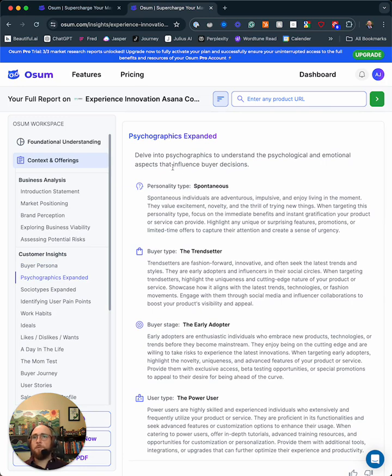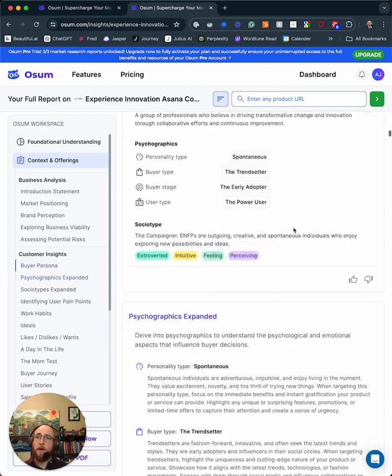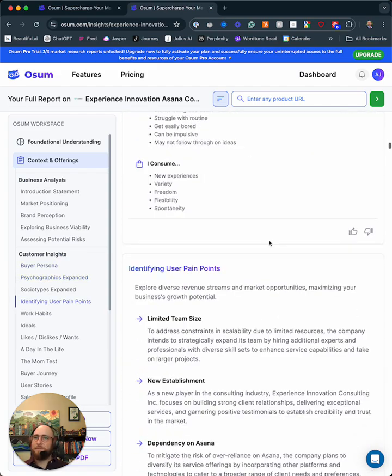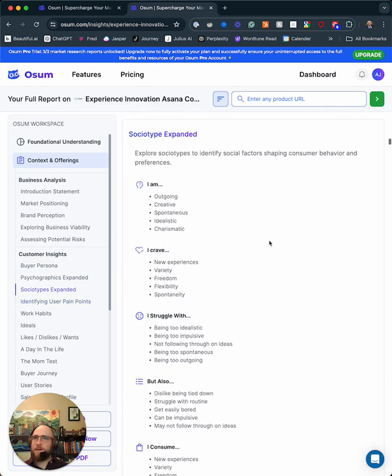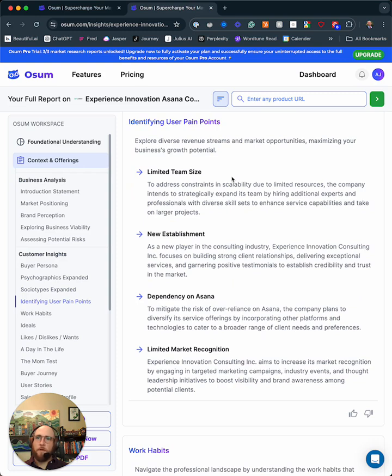In terms of, there we go, there's the psychographics. So there's our personality type expanded. I apologize to the team at Osum. I didn't realize that that's where those were before. So then we look at the pain points. Okay, sorry, sociotype expanded. There we go. So with that, we've got our user pain points.